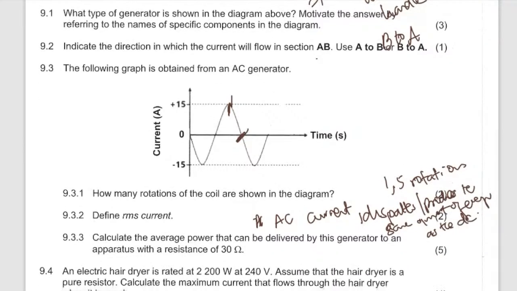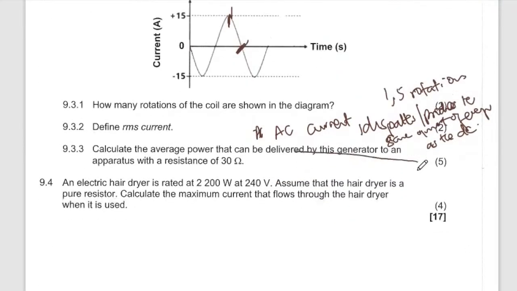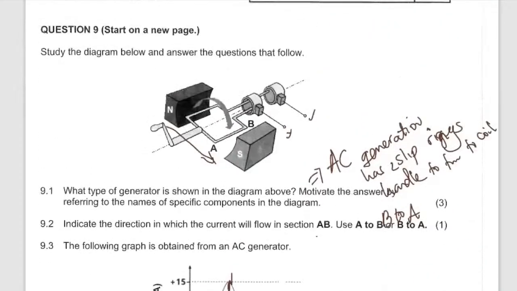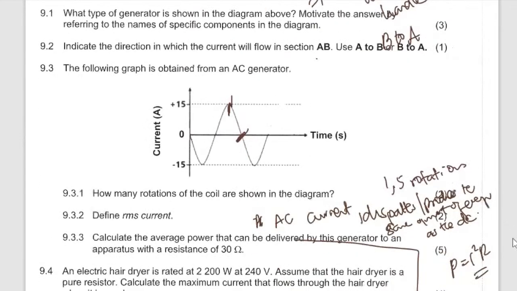Then calculate the average power. So with average power, remember we need to know the maximum current. If we have I RMS, we get it as I max divided by the square root of 2. And we know that power can be given as I squared R. We have the resistance, or we need the current. In the question, they told us what is going on, and we can see from the graph that the current is 15.